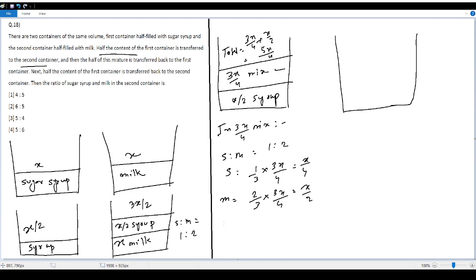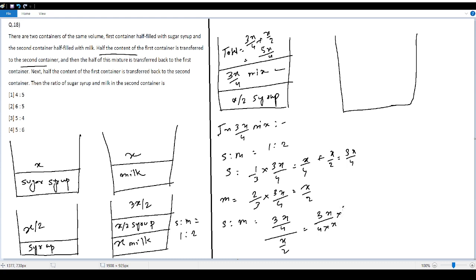Okay. Now also an extra x by 2 of syrup is there, right? So that makes it 3x by 4. 0.25 and 0.5 gives 0.75x. So what is the syrup to milk ratio over here? 3x by 4 by x by 2.